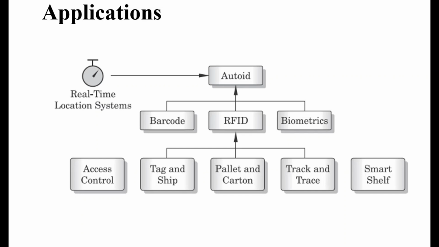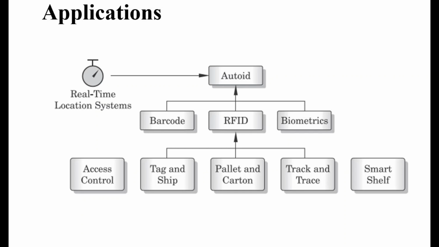In access control, RFID cards are used for secure entry in offices, universities, hotels, and transport systems. The second one is tag and chip. Goods can be tagged with RFID labels to track them during shipping. The third one is pallet and carton tracking. Here RFID tags on pallets and cartons improve supply chain visibility and warehouse management.